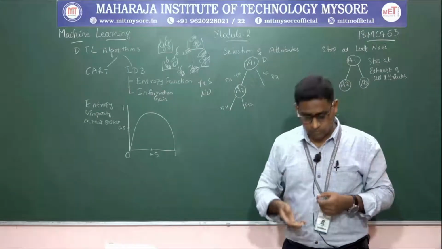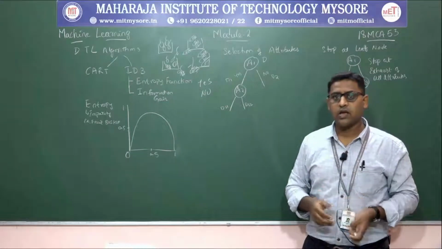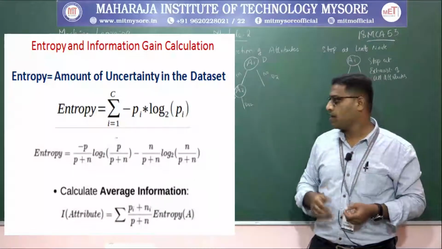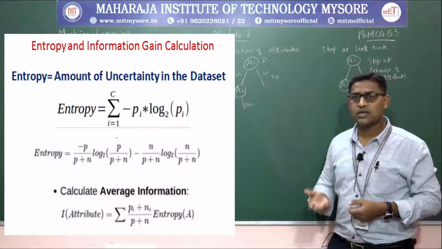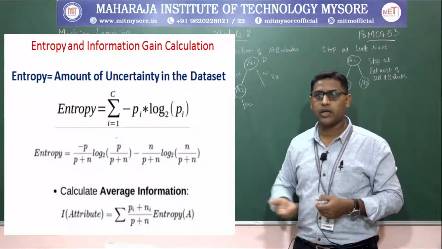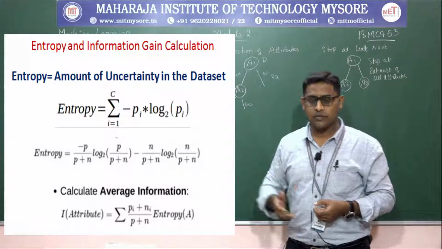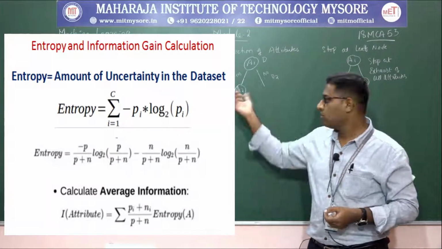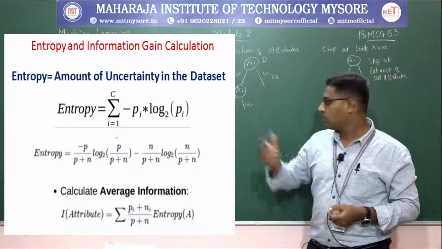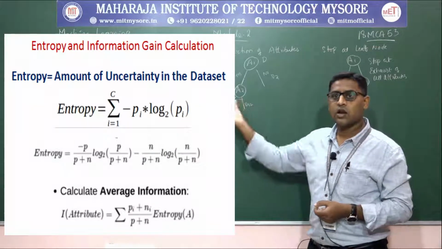Now you need to compute entropy and information gain. First thing is entropy. Entropy is the amount of uncertainty in the data set, and uncertainty means impurity in the data set. So entropy is the summation of the probability of i times log base 2 of the probability of i. That is the generalization, the summation.